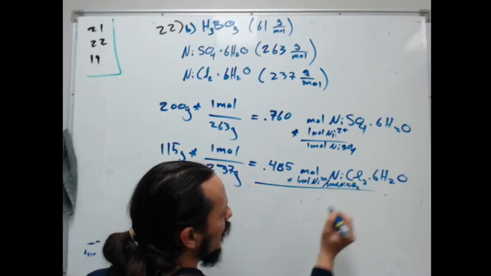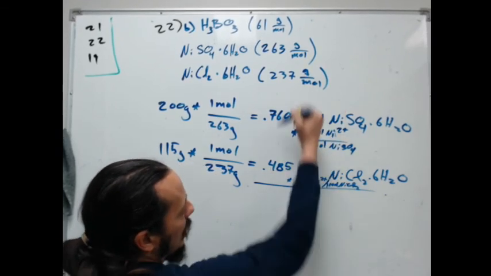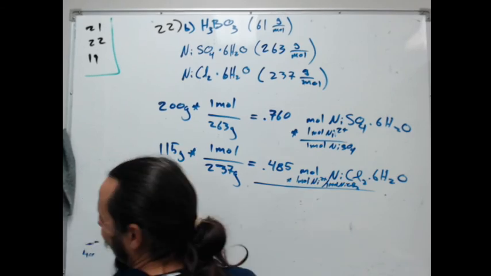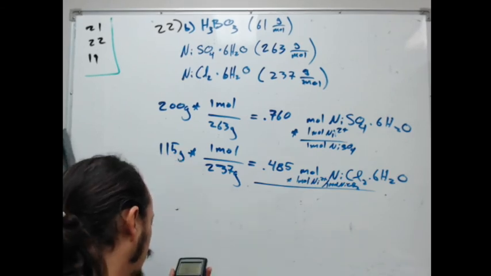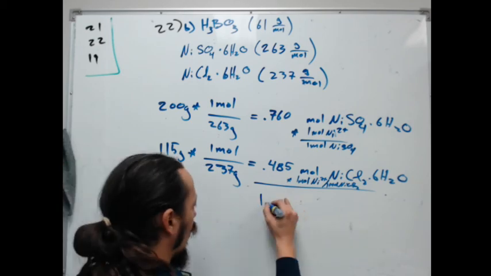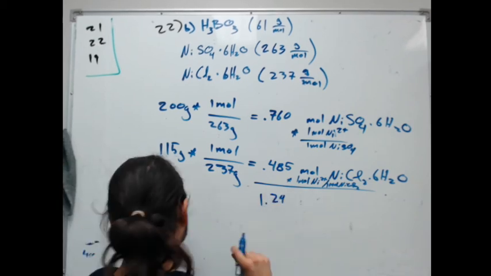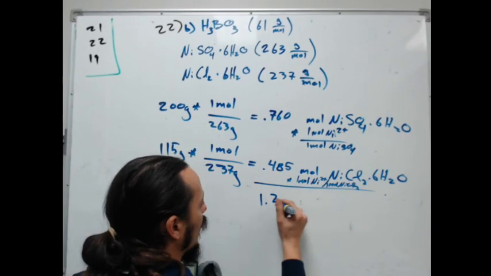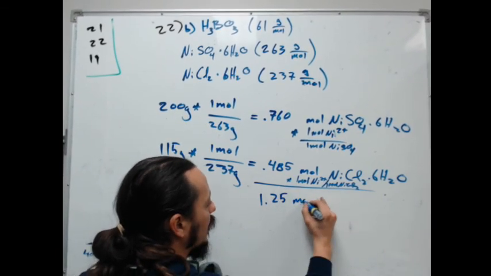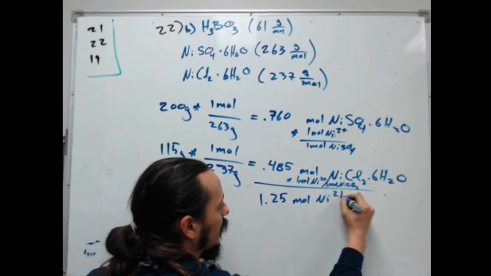Sorry, it's getting scrunched there. But the point is, that means numerically these things are just going to get added together. Plus 0.76. And I'm going to get 1.2, let's round it properly. Let's call it 1.25 moles nickel 2+.